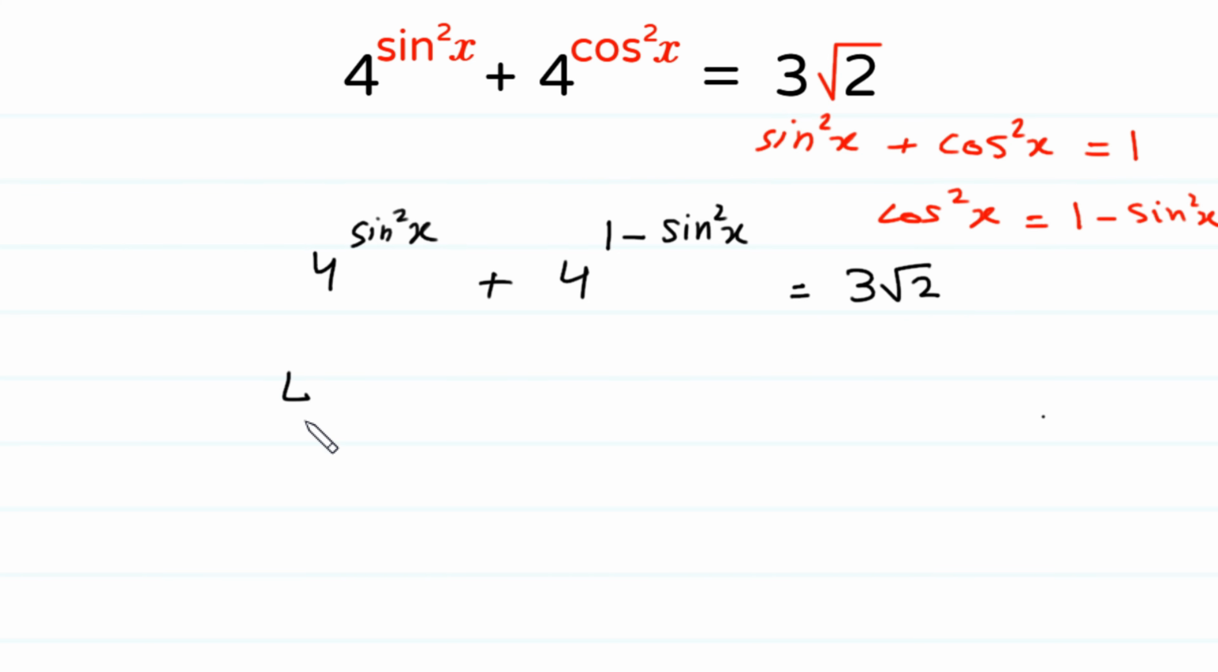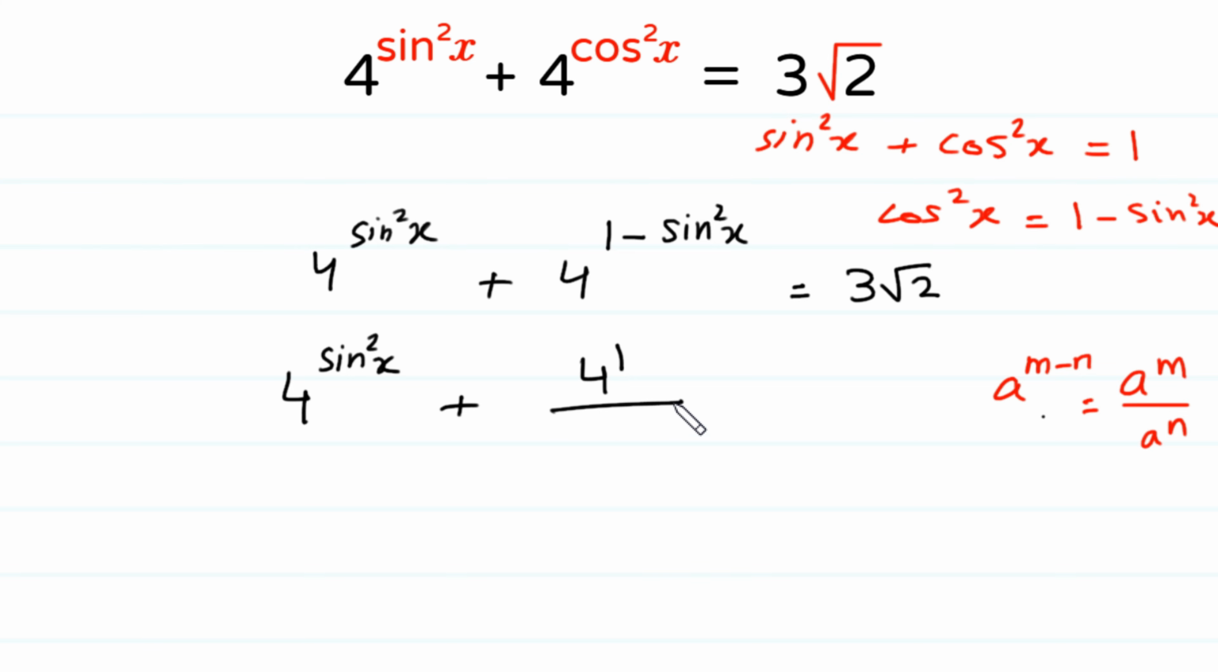Next, 4 to the power sine square x plus, now there is a rule of exponents that a to the power m minus n is equal to a to the power m over a to the power n. By using this rule, we can write it as 4 to the power 1 divided by 4 to the power sine square x is equal to 3 times square root of 2.